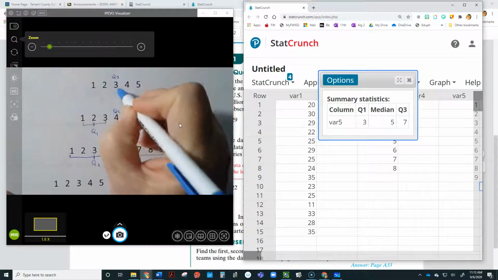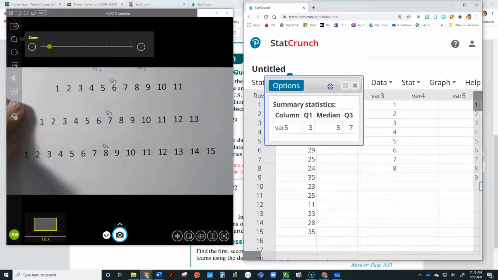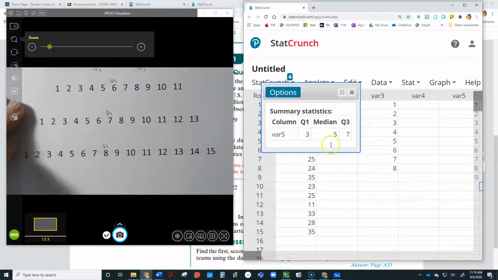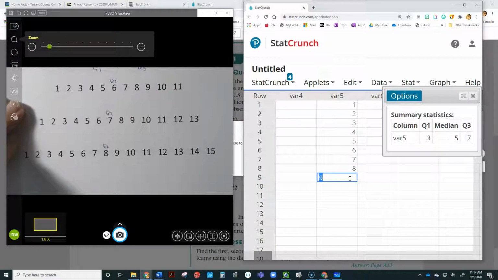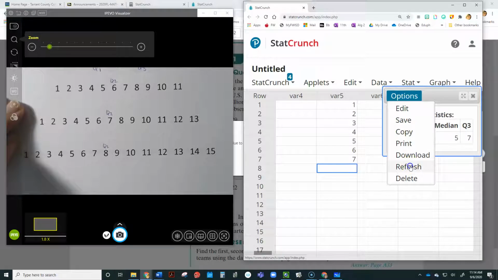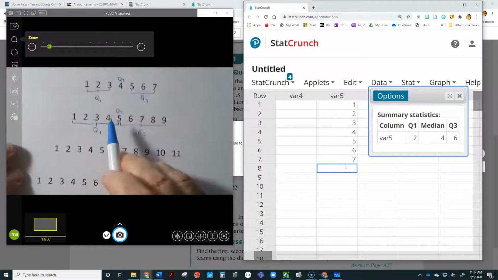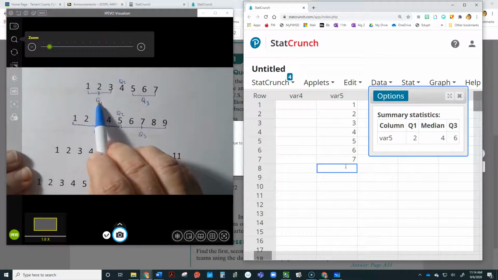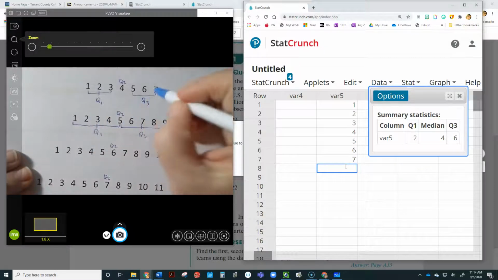So this one right here, I'm going to show you on StatCrunch. Let me go over here. Let me see, I don't remember which one this is. So I'm going to scroll over here. Oh, it was this one right here. So let me just delete these 2, and then I'm going to refresh this. And see, now it's showing me I only have 7 numbers. Okay, so this is the one that I did right here. And it's showing me that Q1 is 2 and Q3 is 6.